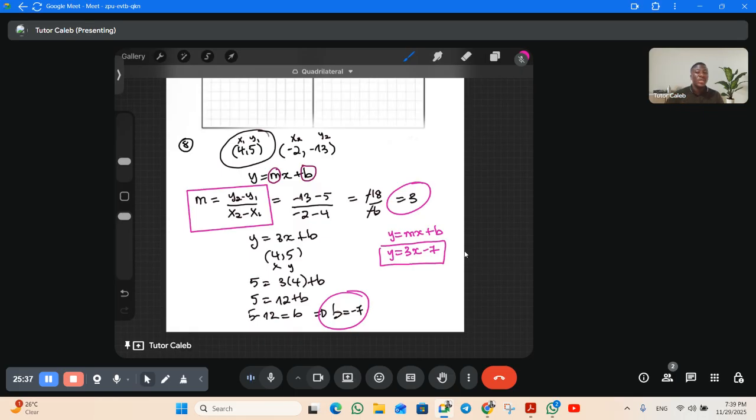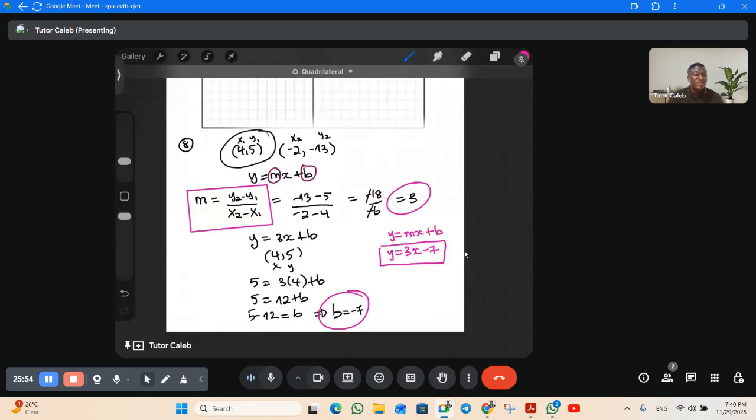Then when I go into the equation y equals 3x plus b, I will replace x with 4 and y with 5. So I get 5 equals 3 times 4 plus b, which gives me a result of b equals negative 7.